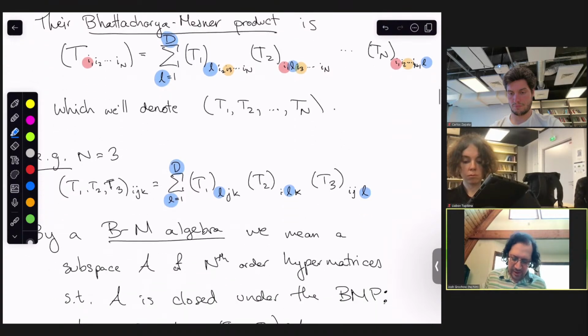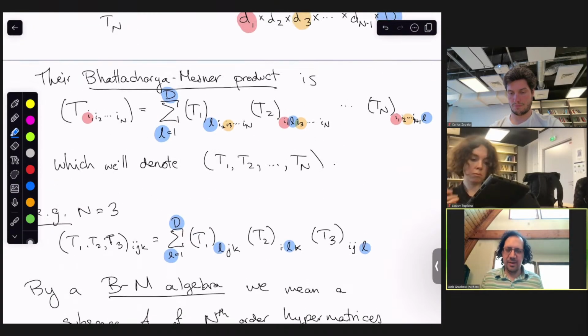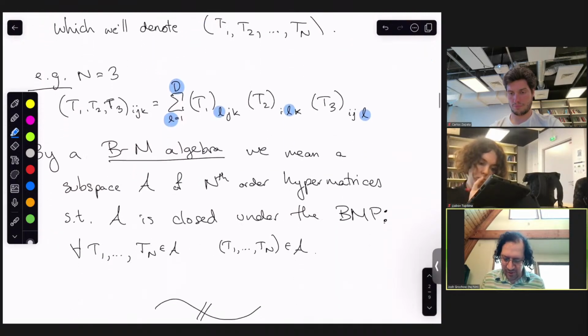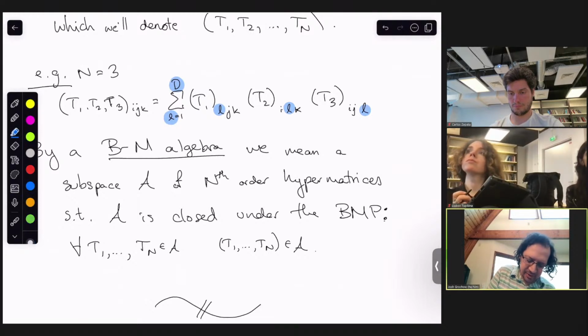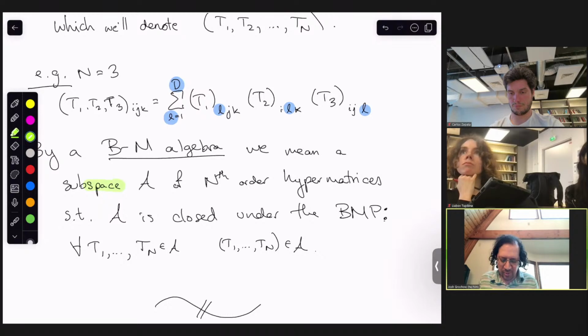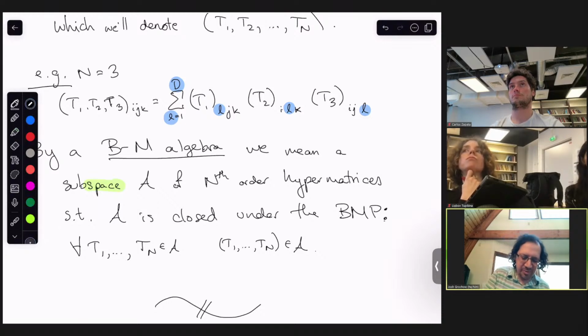All right, so that's the product. And by a Bhattacharya-Mesner algebra, I'm going to mean a subspace, and it's going to be important for me later that it's actually a subspace of nth order hypermatrices that's closed under the Bhattacharya-Mesner product. So if you have nth order hypermatrices in your subspace and you take their Bhattacharya-Mesner product, that should also be in the subspace. By being a subspace, it's also closed under linear combinations, right? So we have two operations here: linear combinations and Bhattacharya-Mesner.